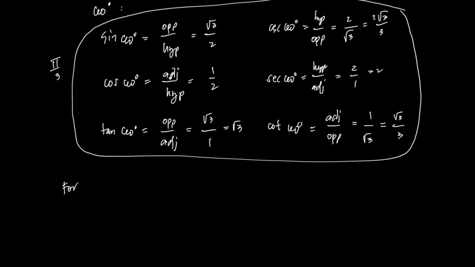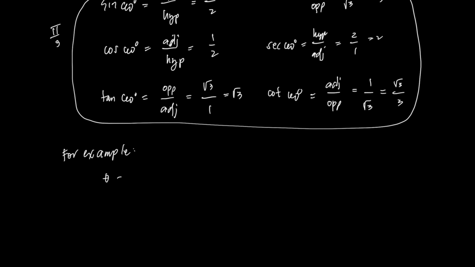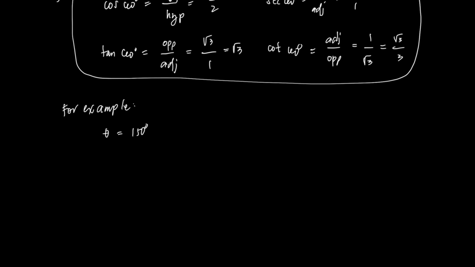For example, suppose our theta is 150 degrees, and find the values of the 6 trig functions for the angle 150 degrees. So what we're going to do here is locate first in which quadrant the terminal side of this angle lies, and then compute for the reference angle. Okay, so if this is the rectangular coordinate system, where is 150 degrees located?